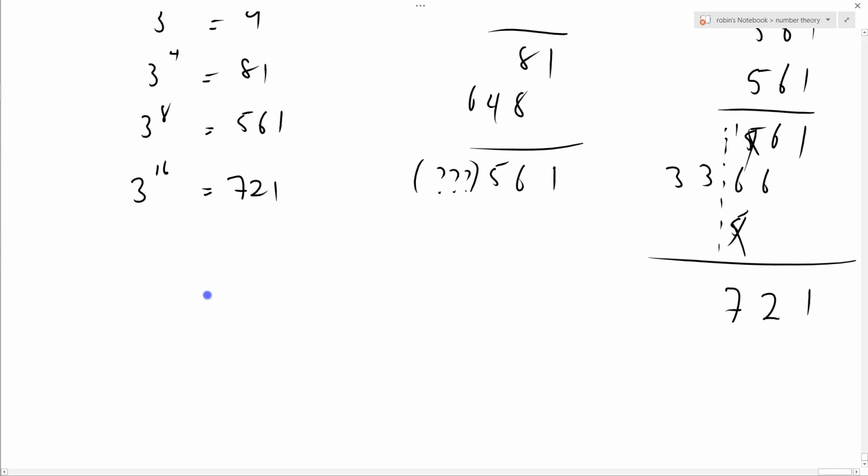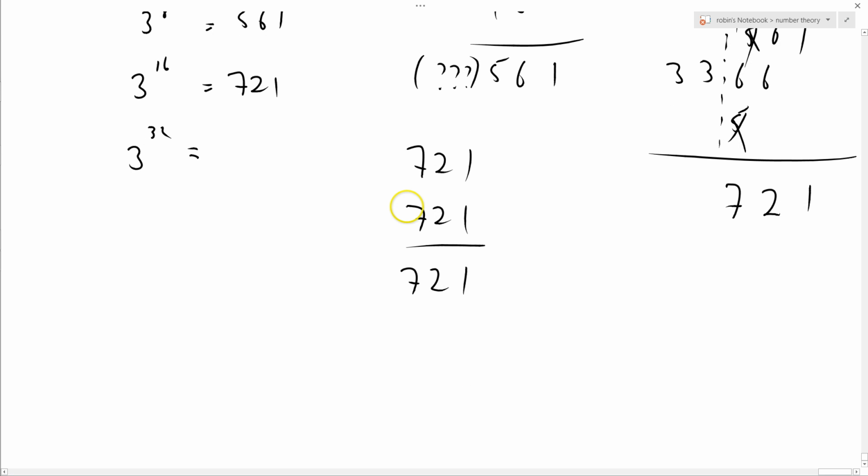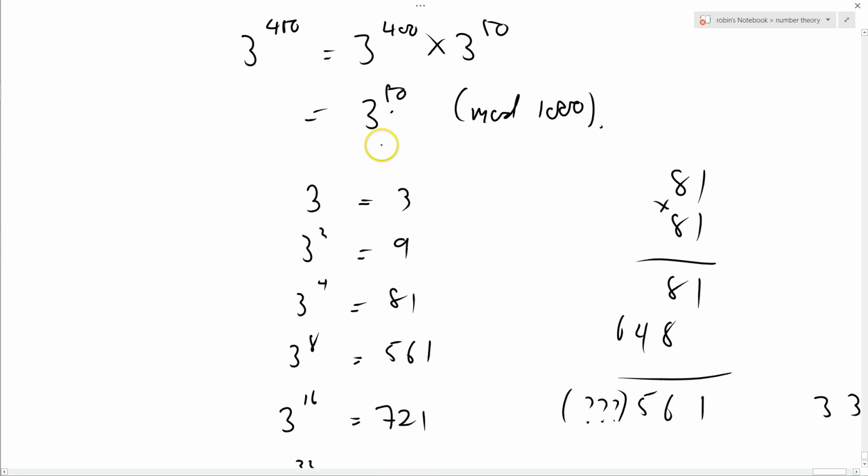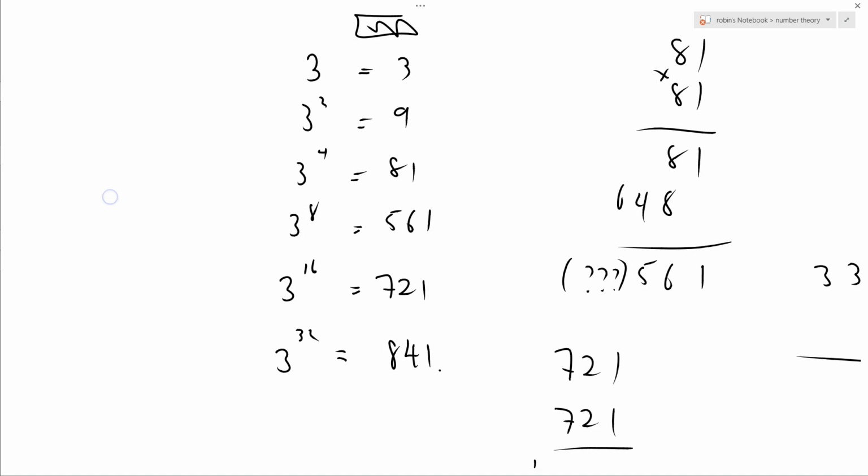We'll do one more. So 3 to the power 32 equals 721 squared. 2 ones are 2, that's 4, that doesn't matter, that's 7, 1, 4, 14, 18, and some other stuff there: 841. So we needed to work out 3 to the power 50, which is this one here plus another 20. How do we make 20? It's 16 plus 4. So we need to multiply 81 by 721 by 841, all modulo 1000.